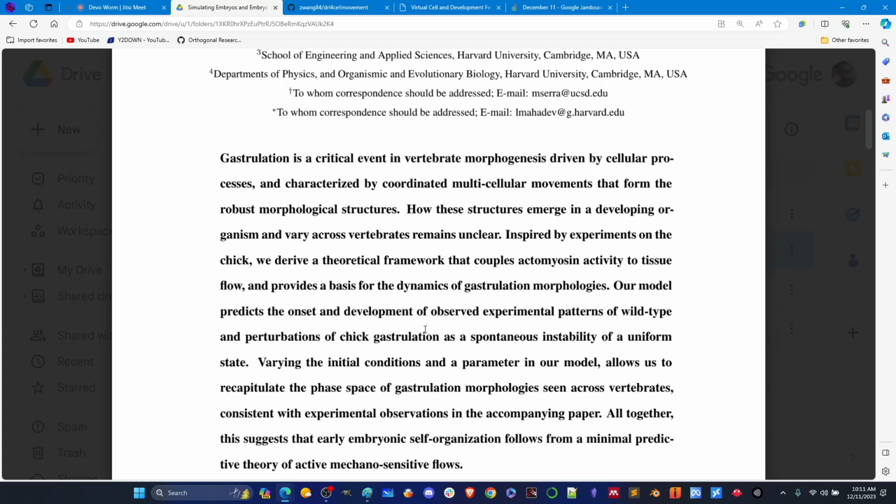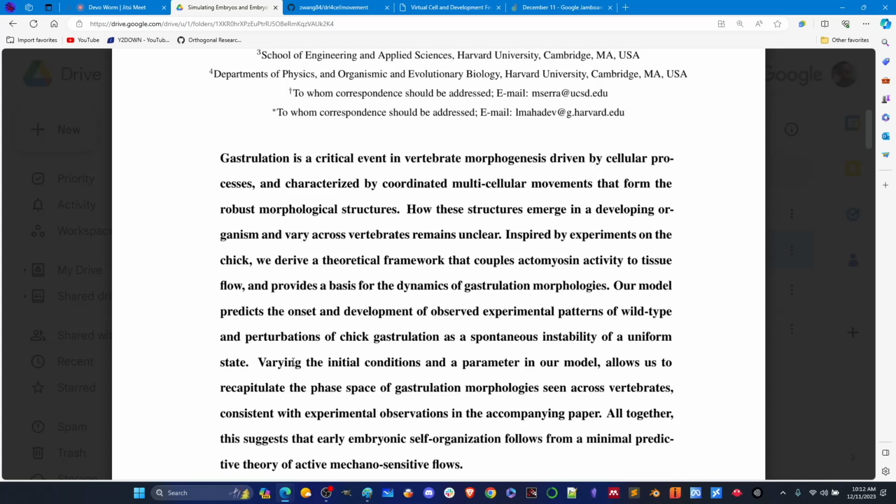So it's not just the standard gastrulation mode as a spontaneous instability of a uniform state. A lot of times you'll have mutations in the process, or in some, not in chick embryo, you'll have defined mutants where you can see these effects of the perturbations of this wild type genotype. And so they characterize this as a spontaneous instability.